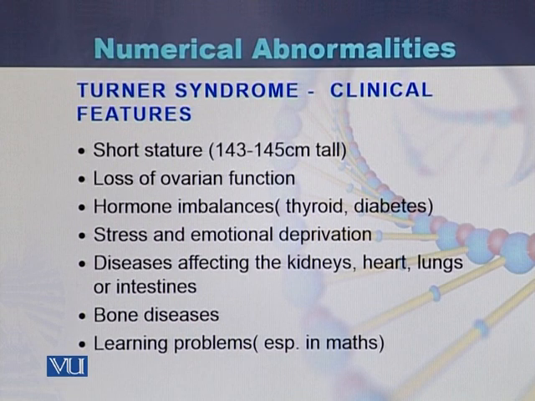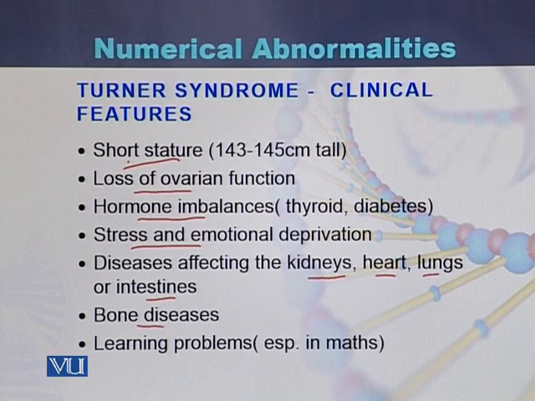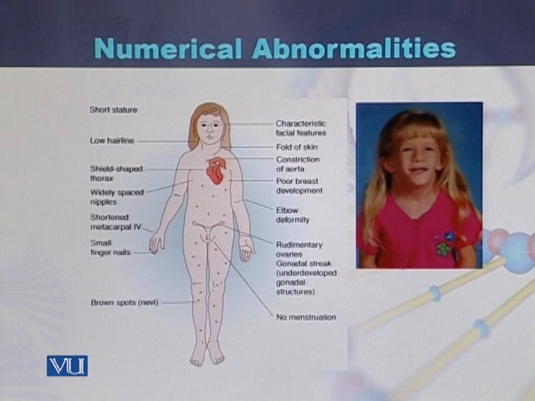In case of Turner syndrome, the clinical features of the affected individuals would be short stature, loss of ovarian function, hormone imbalances, stress and emotional deprivation, diseases affecting the kidney, heart, lungs, and intestine, bone diseases, and there will also be learning problems with these children. So these are the features which can be seen in children that have Turner syndrome. A typical picture of a girl that has Turner syndrome.